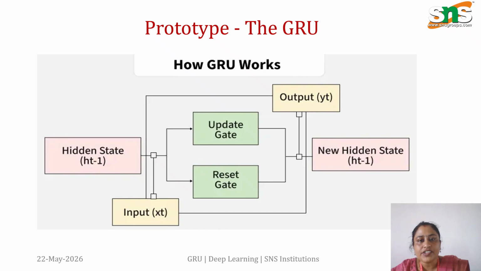This is the architecture of the gated recurrent unit. It consists of the hidden state, which carries the past information. Then you have the input. Here you have two gates: one is the update gate and the other is the reset gate. After this, the information is passed to the output, and that output is passed on to the next hidden state for further processing.